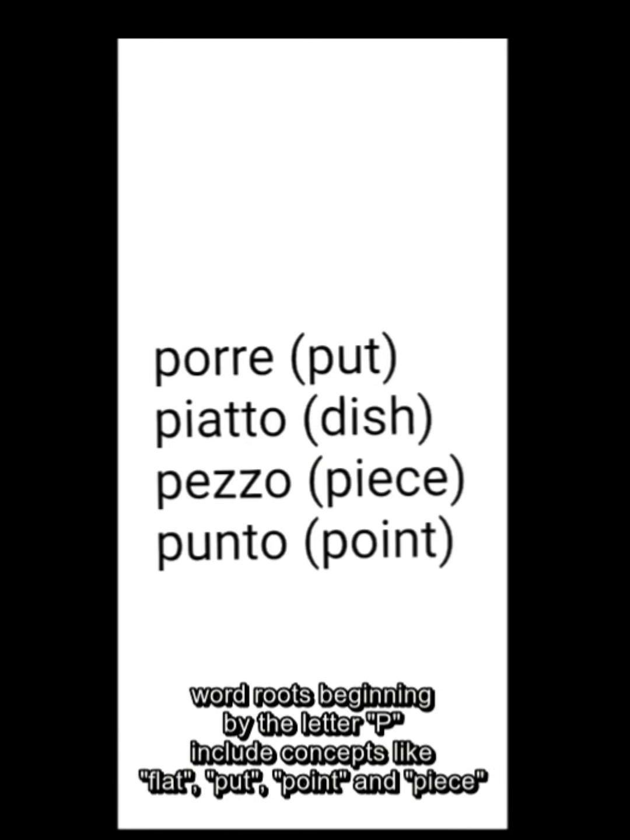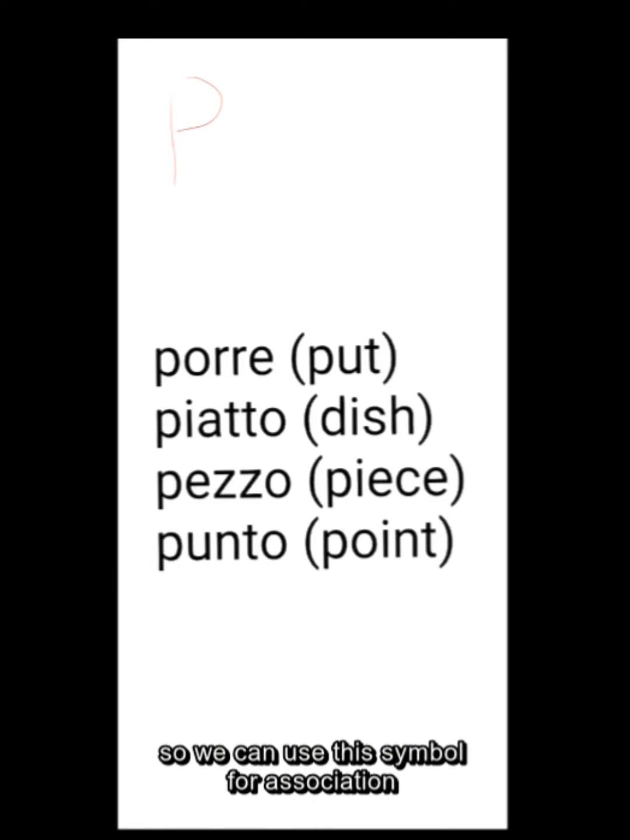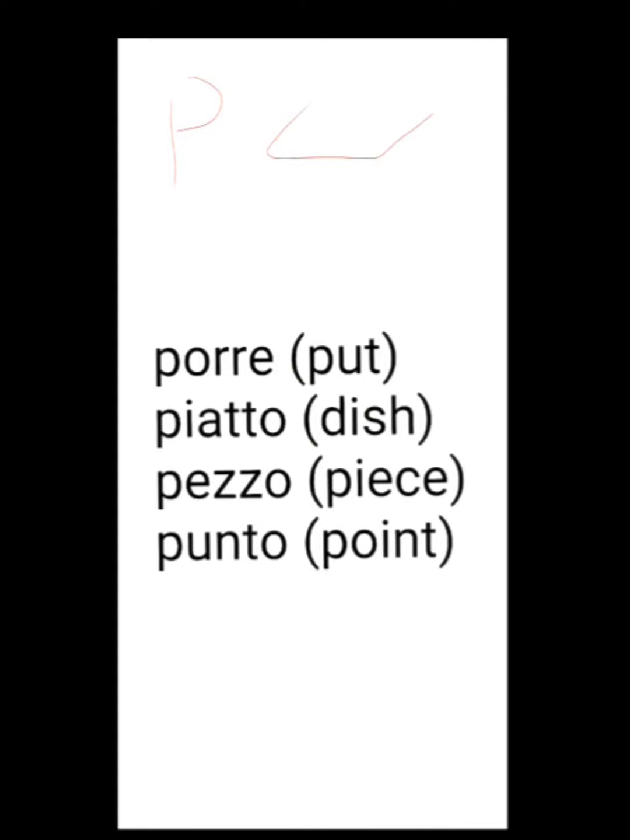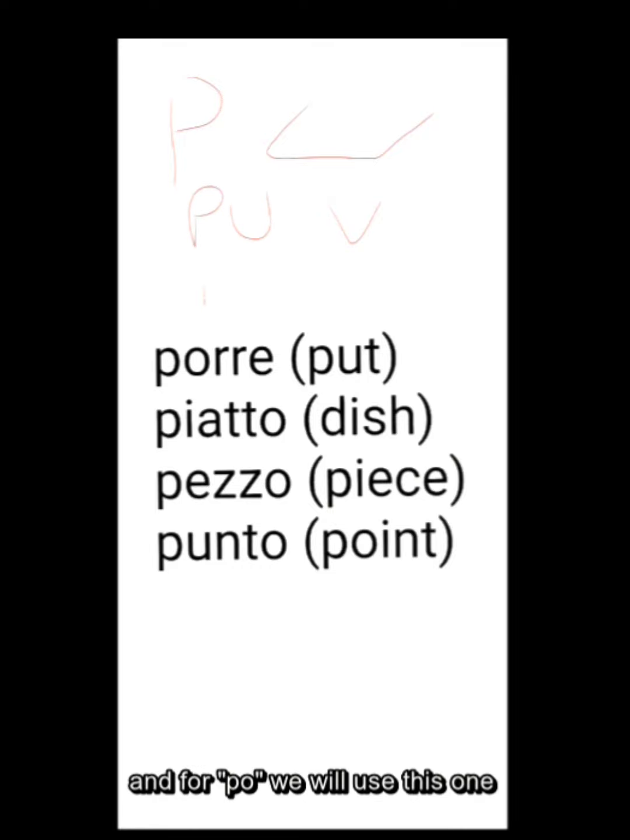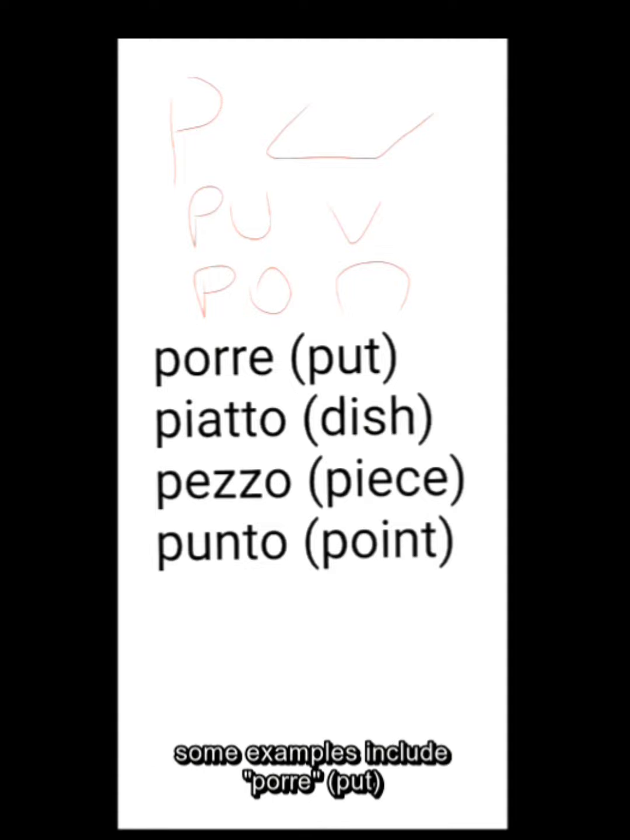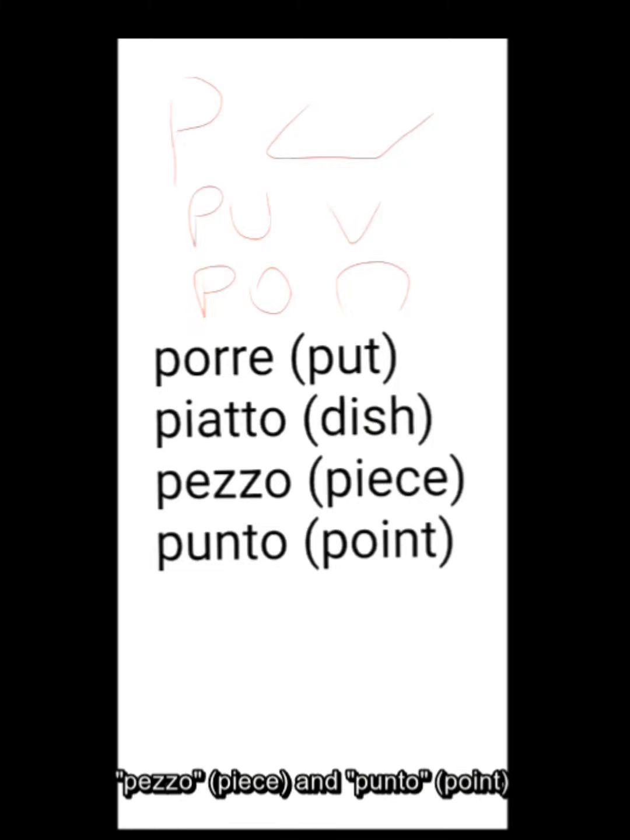Word roots beginning by the letter P include concepts like flat, put, point, and piece. So we can use this symbol for association, while we can use this symbol for the combination pu, and for po we will use this one. Some examples include porre, put, piatto, dish, pezzo, piece, and punto, point.